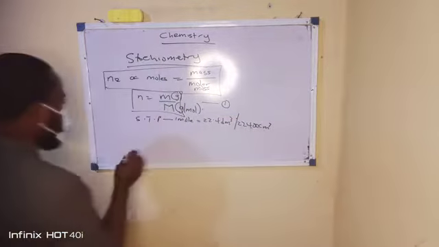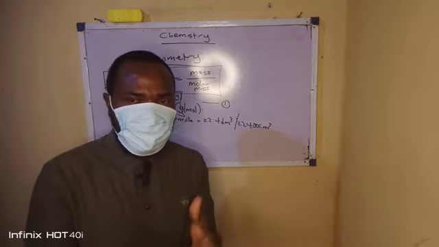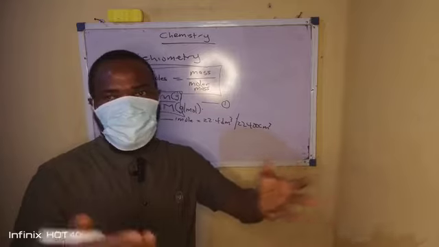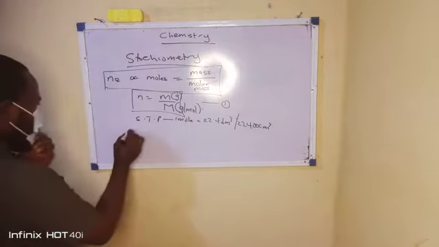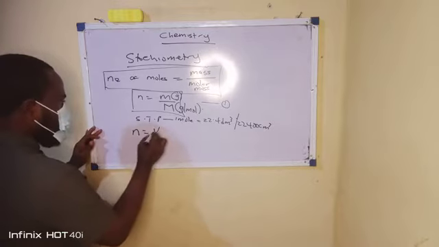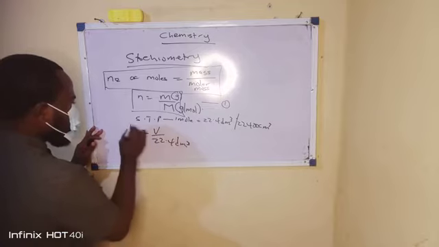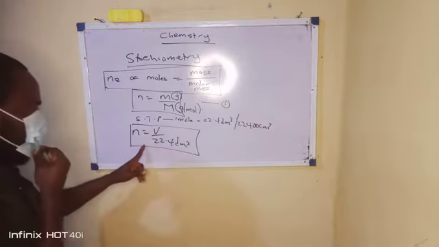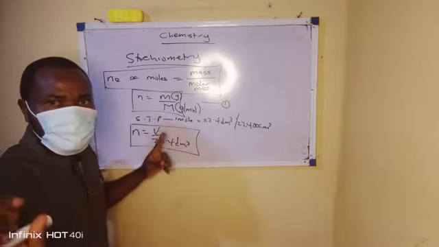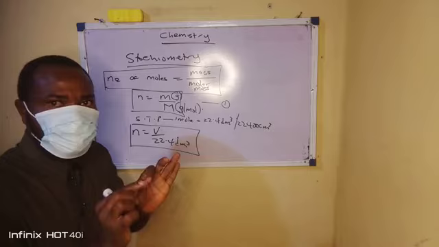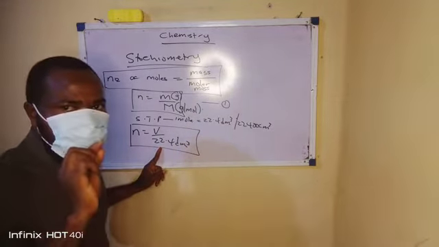Now, leaving that, if they quickly give you a question and you see STP in the question, say, 2.5 moles of ammonia occupies what volume at STP, then you can use this formula: n = V over 22.4 dm³. Please, when to use this formula is when it has to do with gases and the gases are at STP. So when you read a question and you see STP, this formula should be the first that comes to your mind, before you begin to look at it.